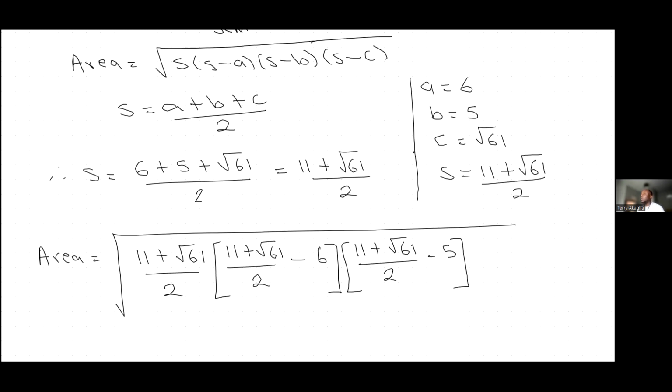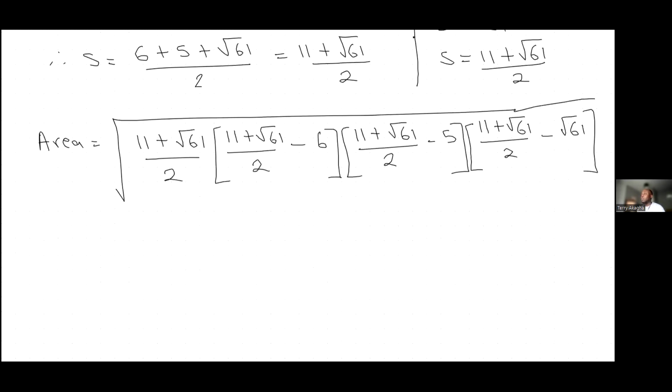Then we'll go to the next one, which is (11 plus square root of 61) divided by 2 minus, what is the C we have here? Square root of what? 61. Now, when you just press all this in your calculator, it's going to give you what? 15 centimeter squared. Okay, so you see with Heron's formula, when you know all the 3 sides, it's very easy for you to just get the answer for that.